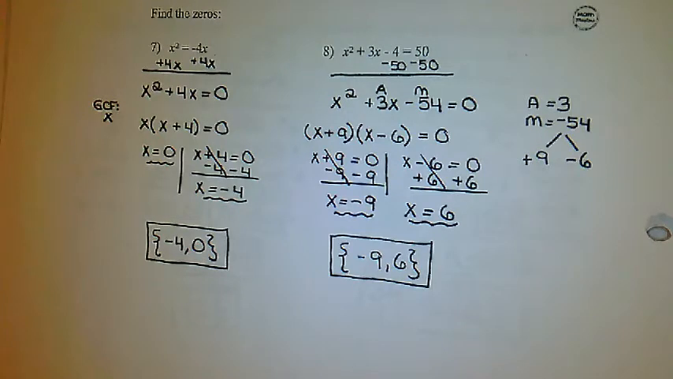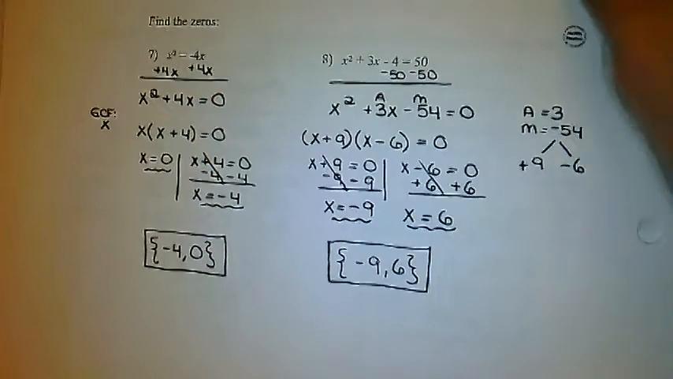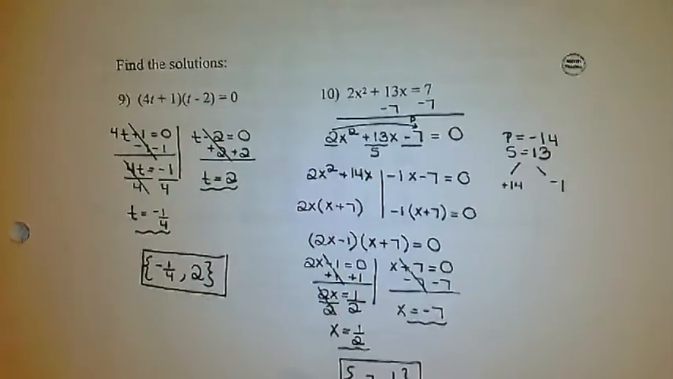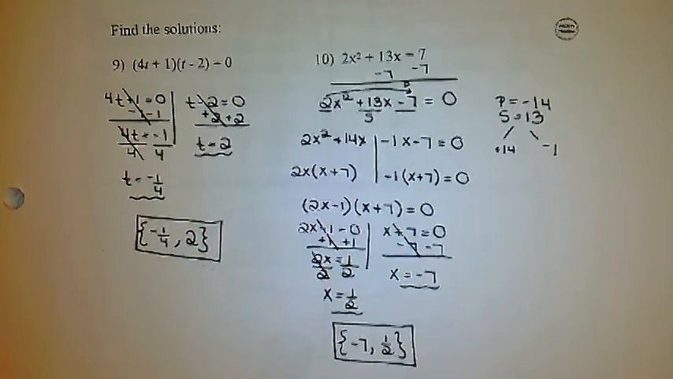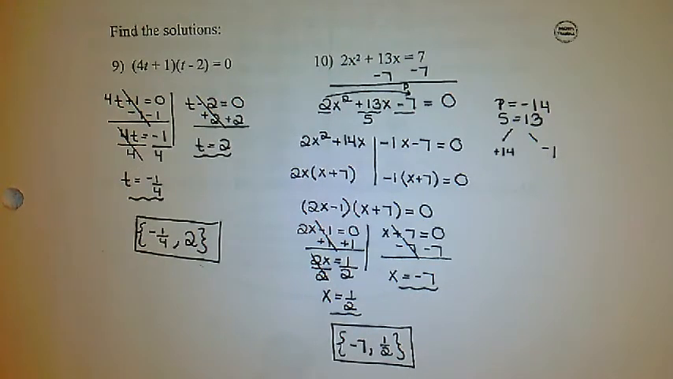Additionally, number 8, you wanted to move everything over to the left side, and then you're able to factor. So remember, you're asking yourself what multiplies to negative 54 and adds to a positive 3. Okay? So we factor and set those both equal to 0. Number 9, we went over that it already was factored for you. So you just had to set each of those factors equal to 0 and solve.